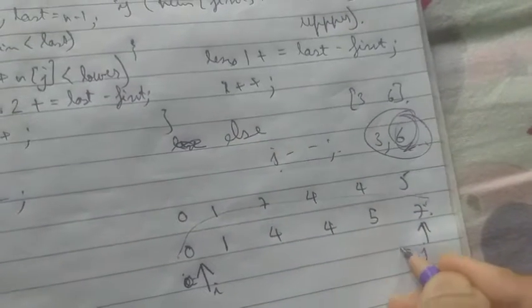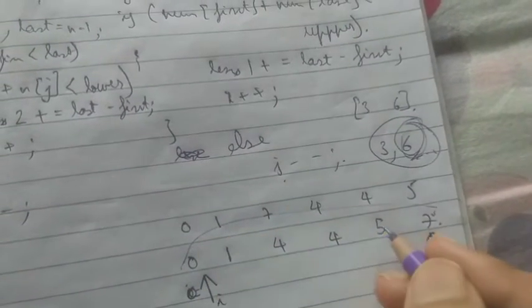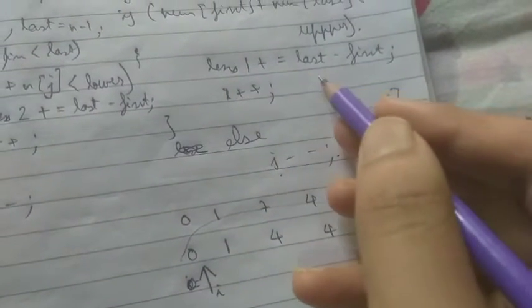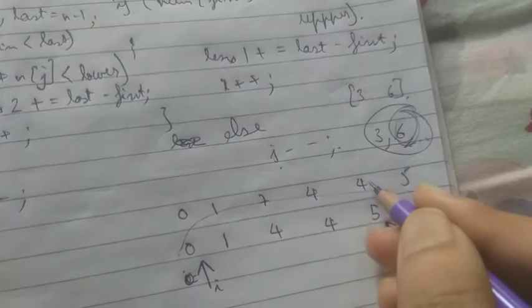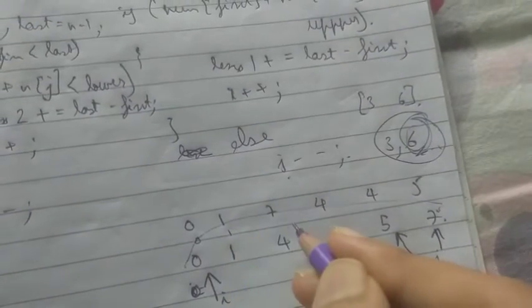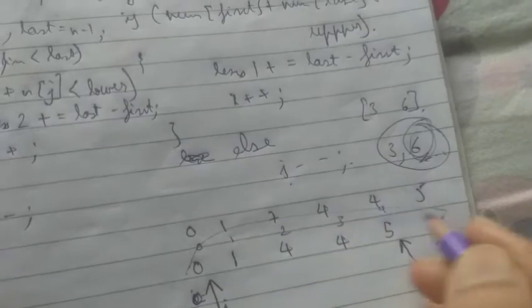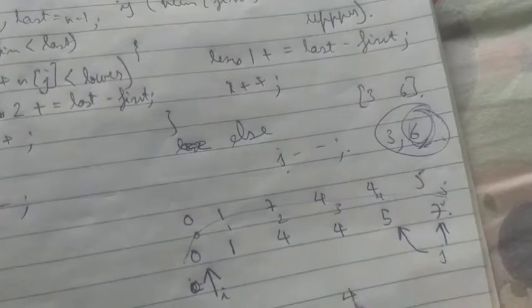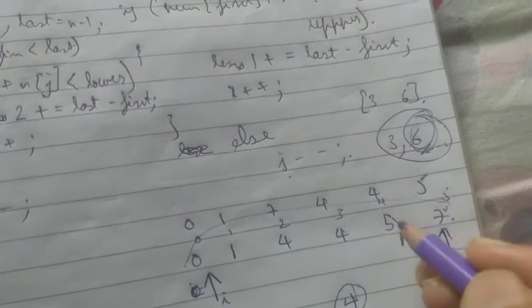So now j will point over here. 0 plus 5 is lesser than or equal to 6? Yes, it is. So less plus equals last minus first. I will write the positions: 0, 1, 2, 3, 4, 5. That is 4 minus 0, that is 4. Why? Because 0 plus 5 is lesser than or equal to 6.